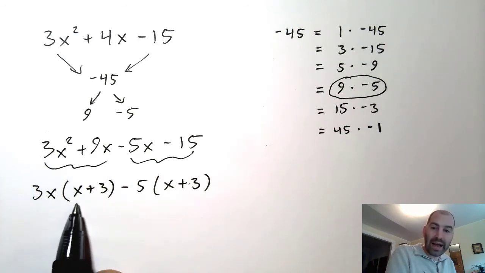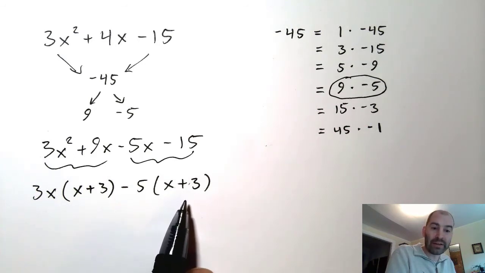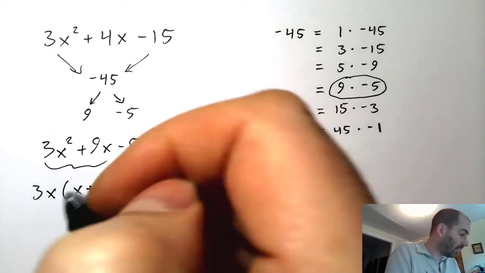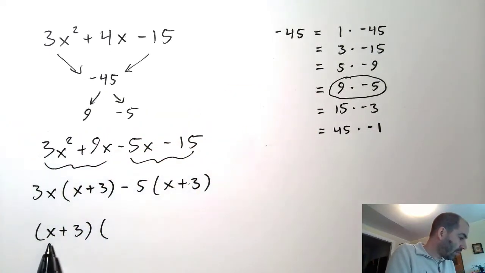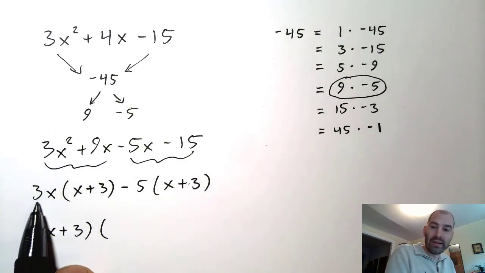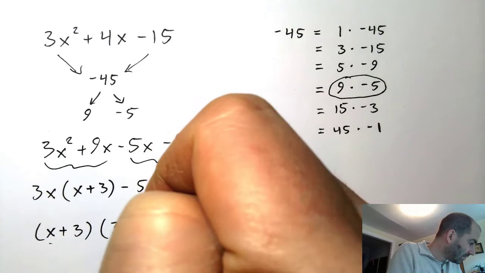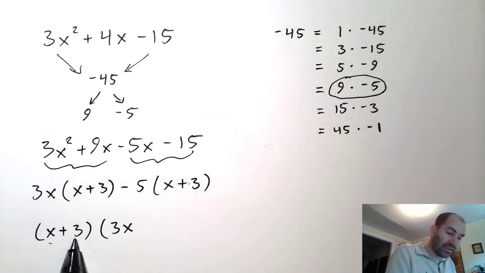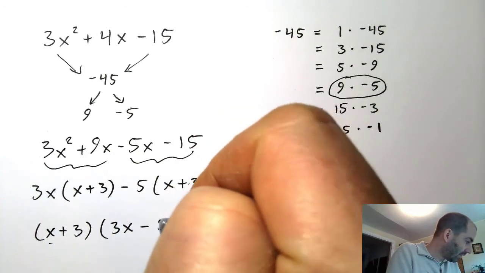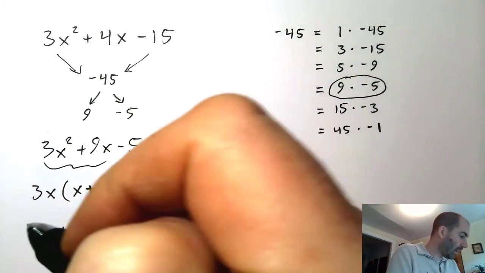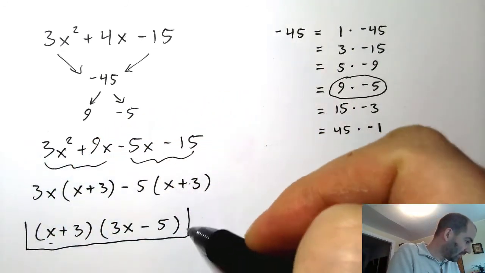And now I see that x plus 3 is a common factor, so I can factor it out. So I'm going to factor out the x plus 3 and ask myself, what do I multiply x plus 3 by to get this term? Well, the 3x. What do I multiply x plus 3 by to get this next term? Well, minus 5. And so here's my final factorization.